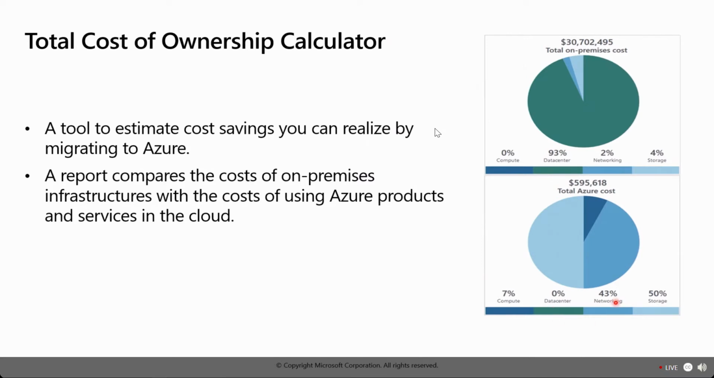And so even though your networking, compute and storage costs go up, it still is less than running it in your on-premises database. So if you have that information, I highly recommend that you check out the total cost of ownership calculator because it will let you know whether or not you can save money by switching your workload into Azure.